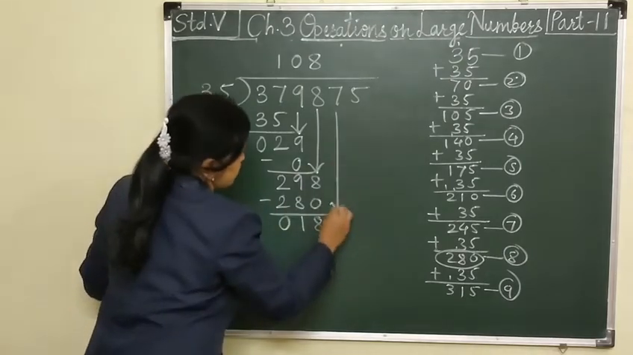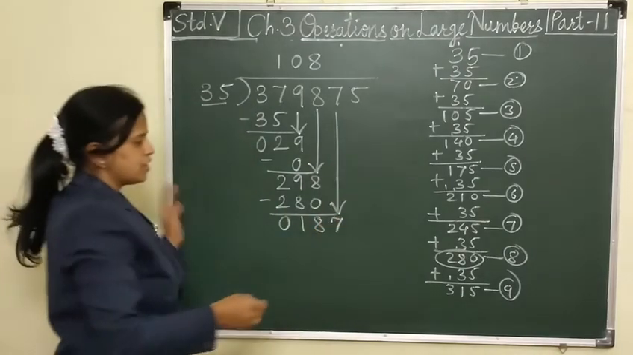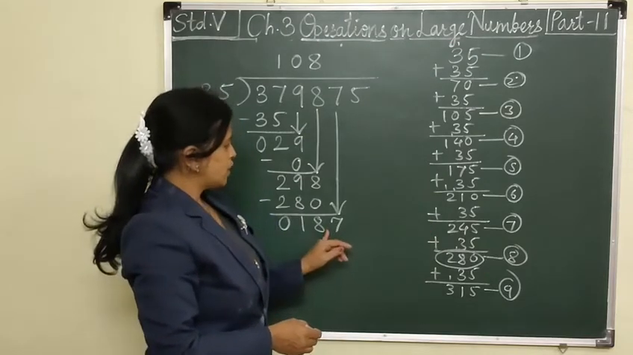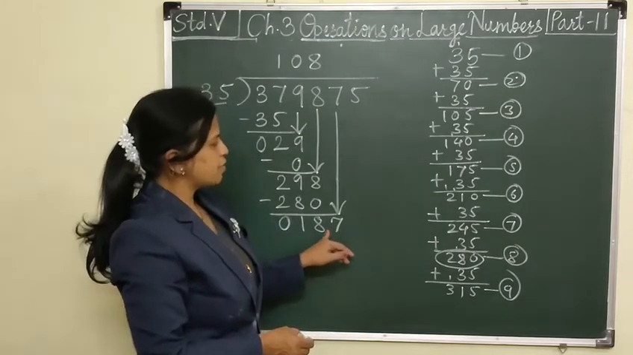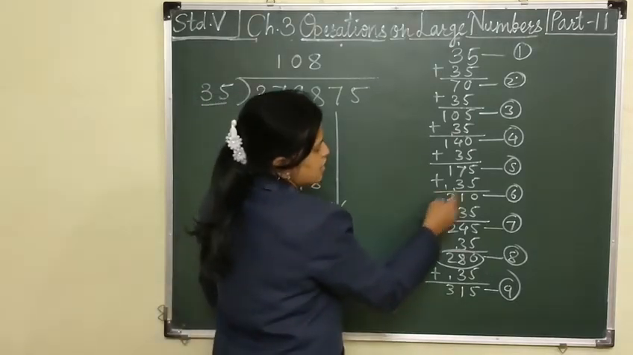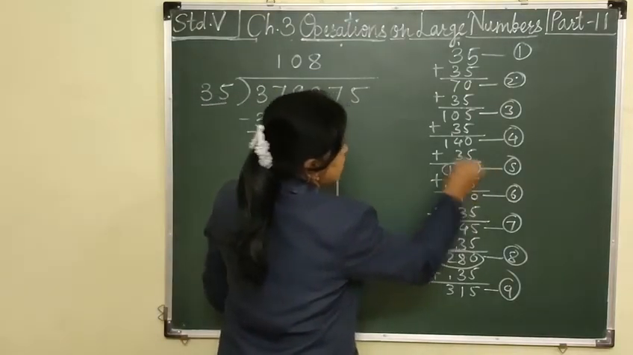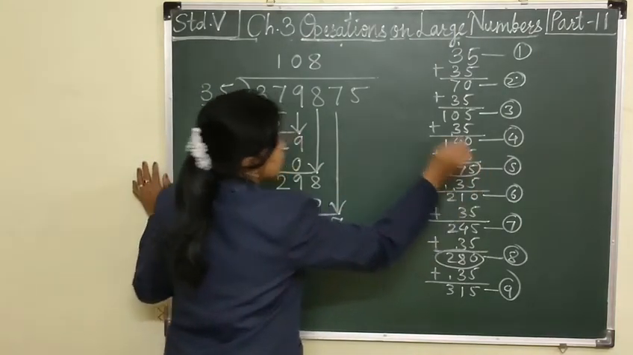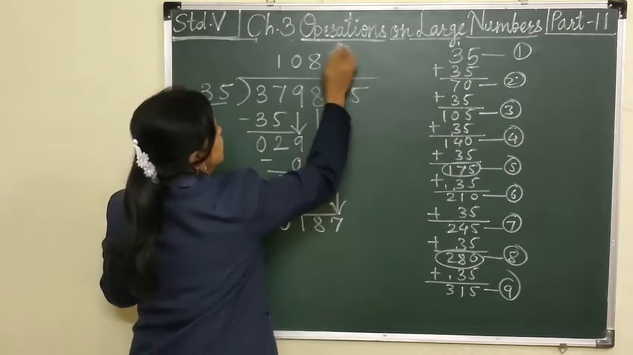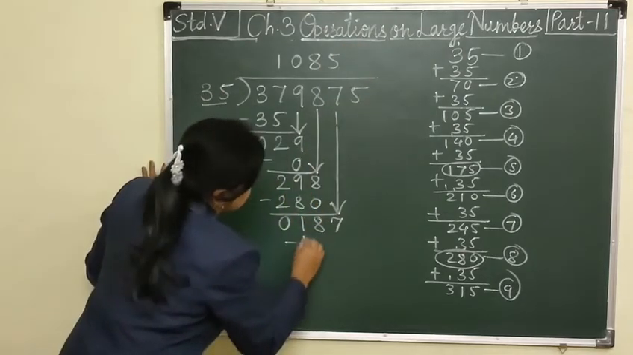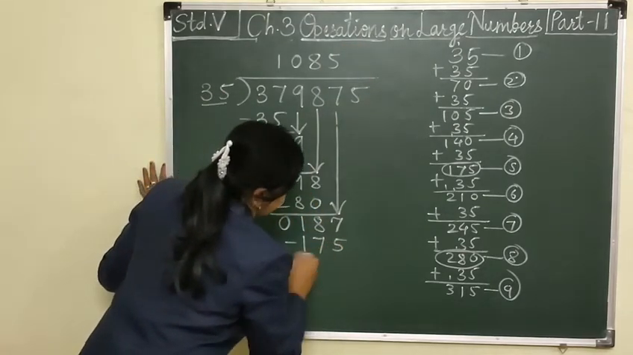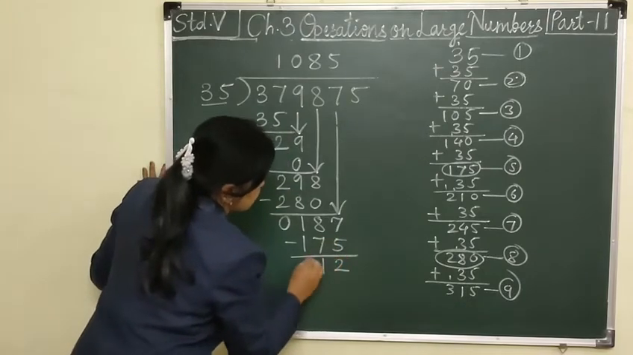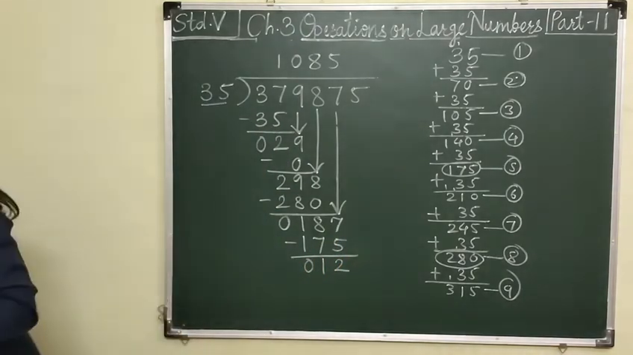9 minus 8, 1. 2 minus 2, 0. Now again take the next digit down: 187. Is it there? No. So from 187, which number can we subtract? See, 210 is greater, but smaller than that is 175. So I will put the quotient 5 and subtract this 175. 7 minus 5, 2. 8 minus 7, 1. 1 minus 1, 0.